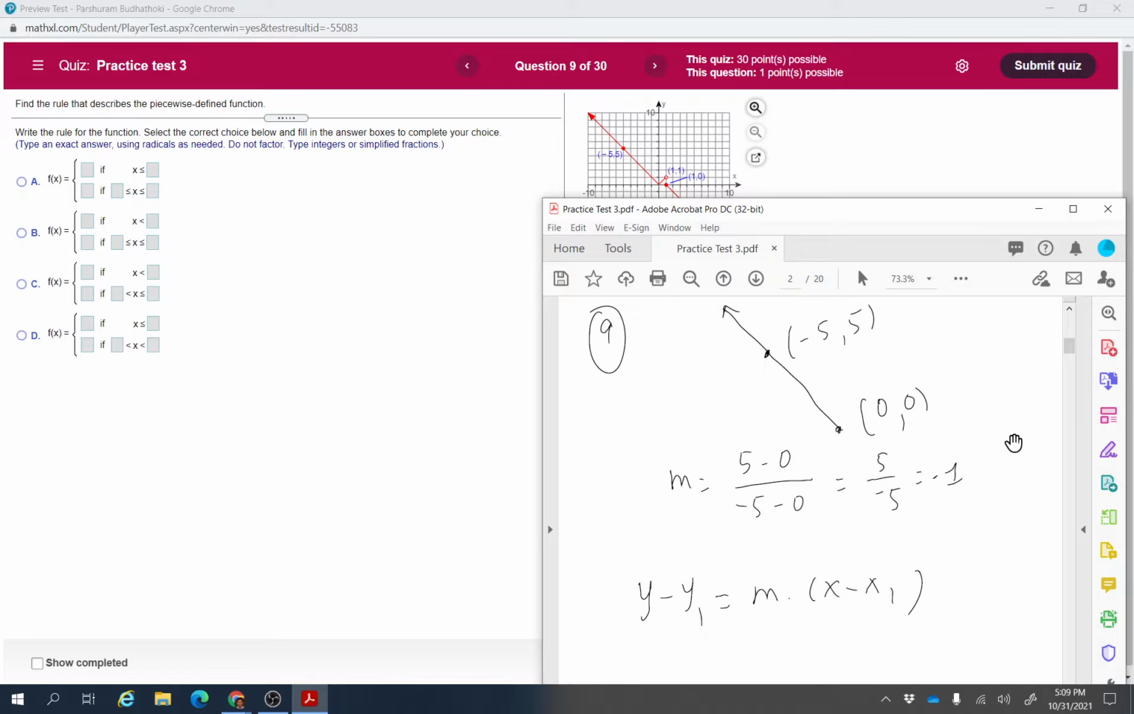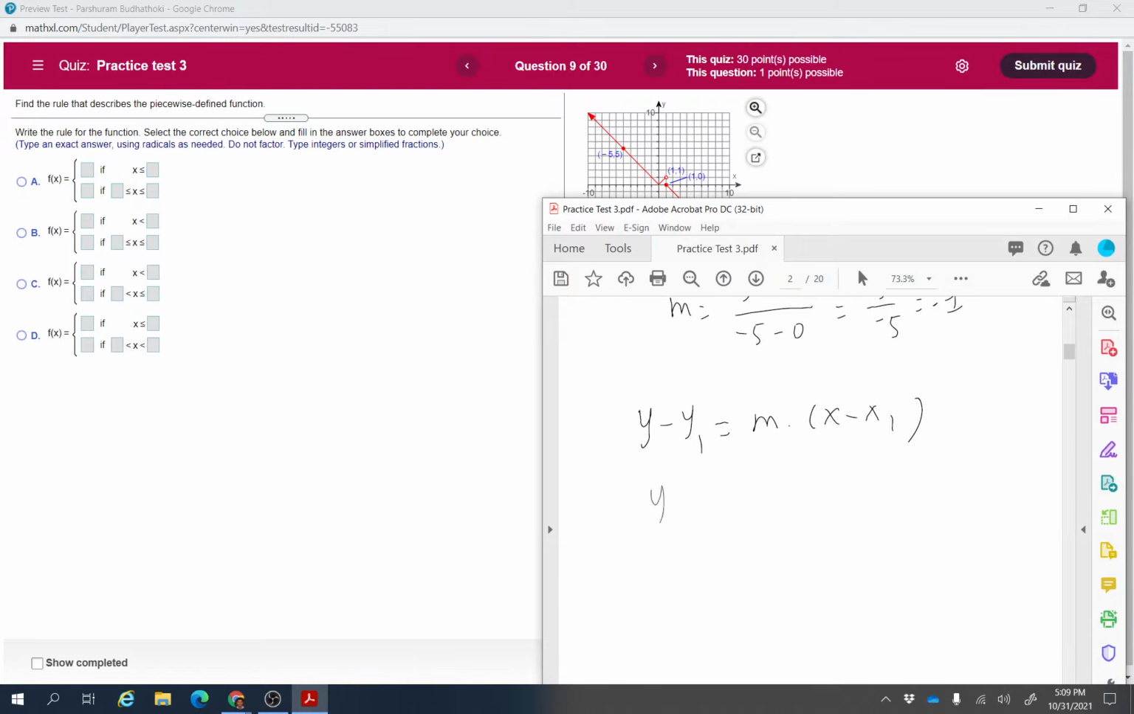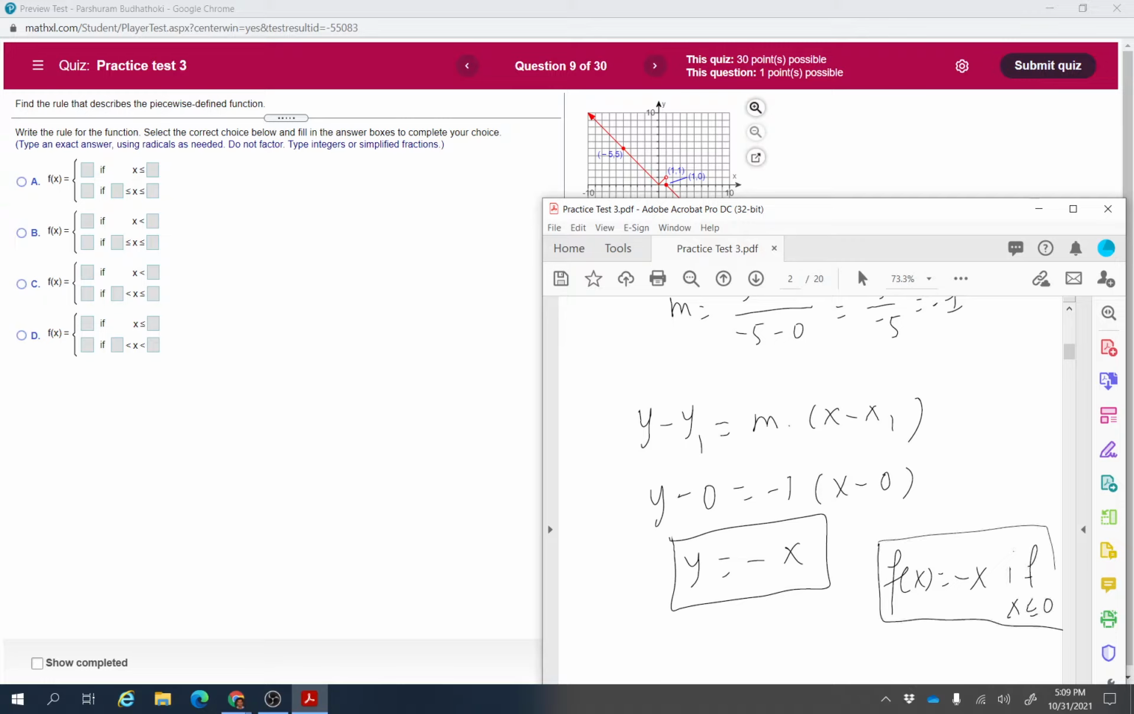So if we do that, y1 is 0, slope is -1, x1 is 0, so this is y equal negative x. That means the function is negative x if you go from negative infinity up to when x is less than or equal to 0. Okay, that's the function. So the function is negative x if x is less than or equal to 0. So that's the graph when x is less than or equal to 0. Now if you go from 0, 0 to 1, 1, there is this graph.